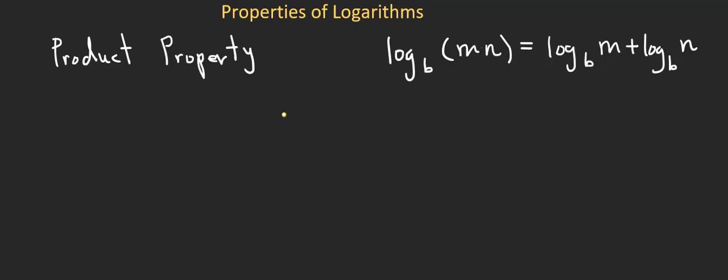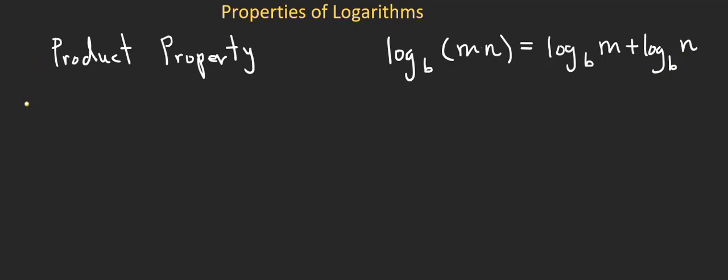In this video, we're going to prove three properties of logarithms. The first property is the product property, which states that log base b of m times n is equal to log base b of m plus log base b of n.